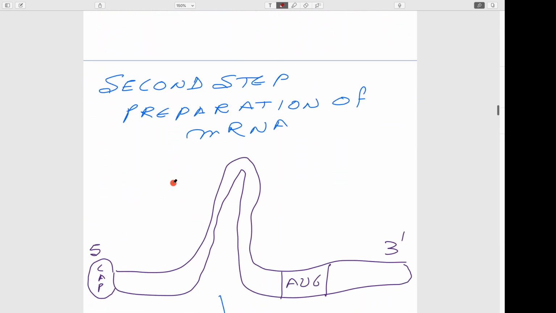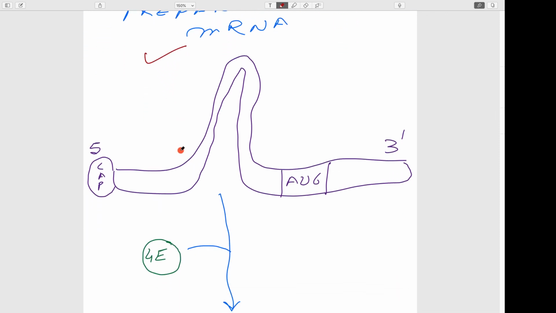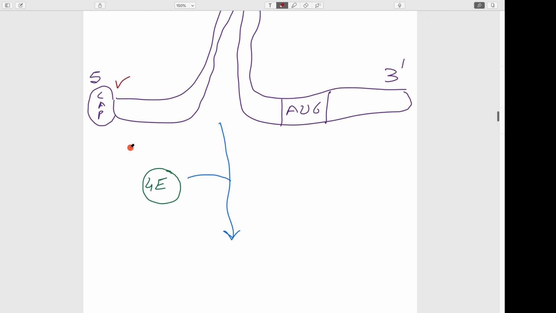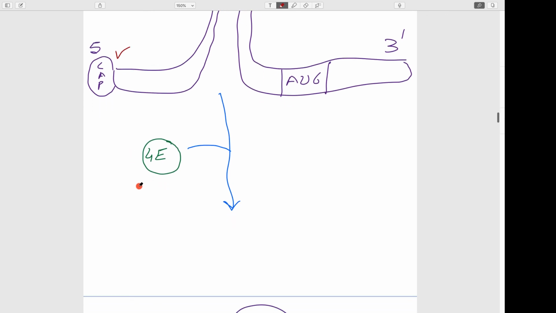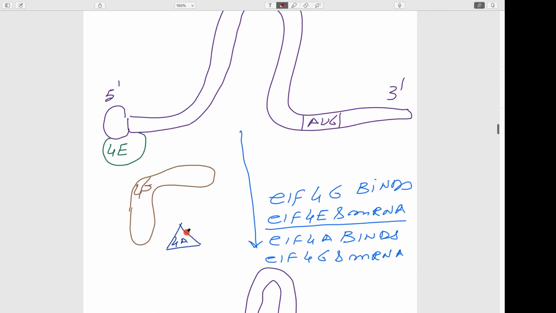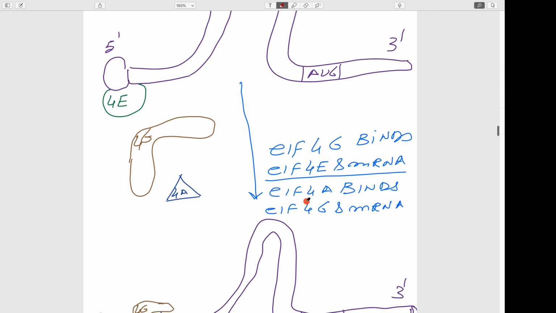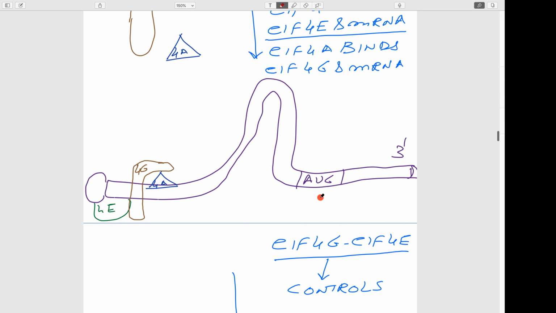In the second step, that is preparation of the messenger RNA. The messenger RNA in the eukaryotic system has a cap and tail present. Cap is a 7-methylguanosine triphosphate cap. The cap is recognized by the cap recognizing factor, that is 4E, which binds it. Then binding of 4E takes place, followed by the binding of 4G. eIF4G binds eIF4E and messenger RNA. 4A binds eIF4G and messenger RNA. This I have shown here.